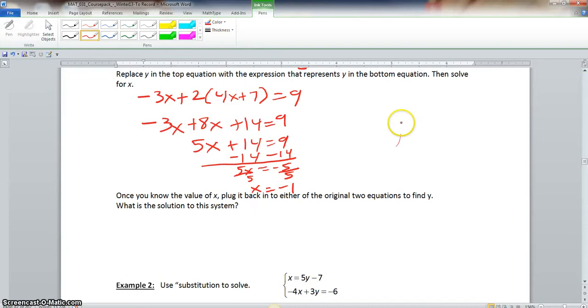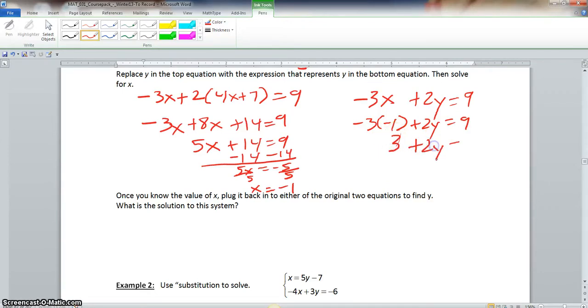Again, since I have more room up here, I'm going to substitute in negative 1 for x up here. And I'm going to use this equation here, the first one. So the first equation was negative 3x plus 2y equals 9. That was the original equation. So we substitute in negative 1 for x. And we had negative 3 times negative 1, which is positive 3, plus 2y equals 9. Now we're going to solve for y. We subtract 3 on both sides, and 2y equals 6. Divide each side by 2, and y is 3.